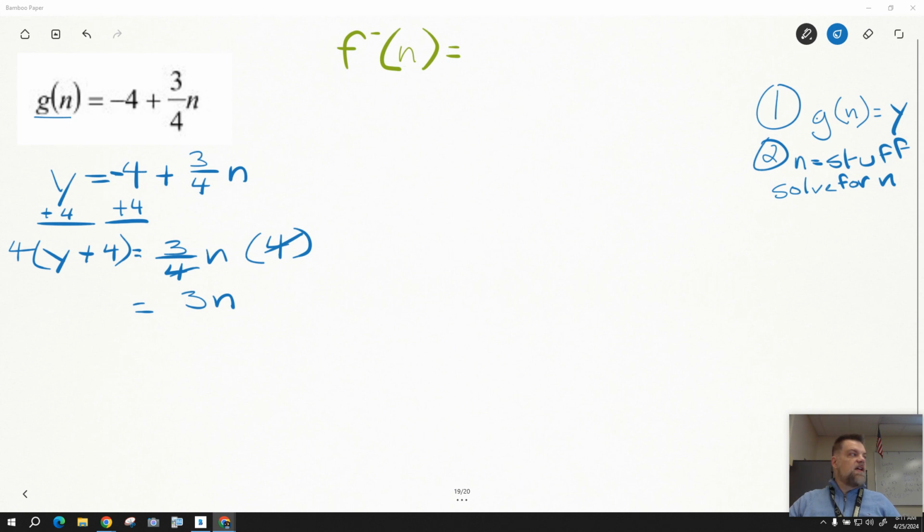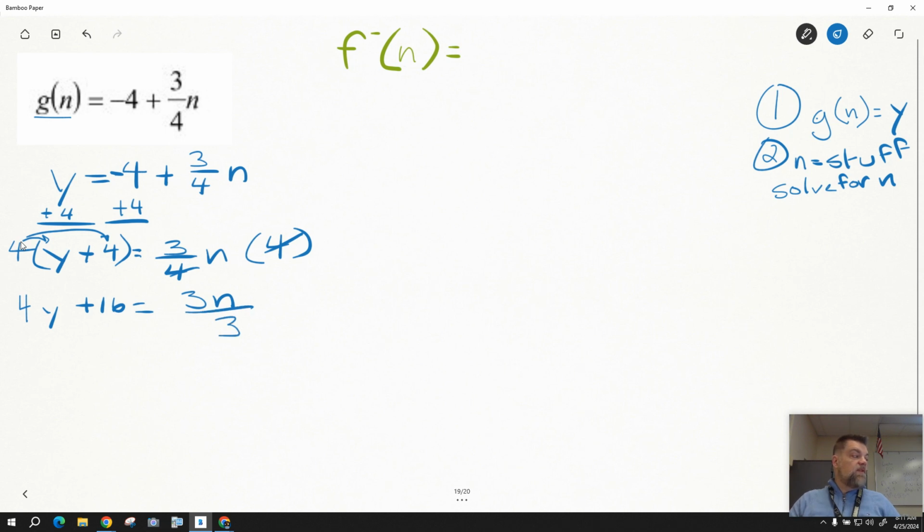On the left side of the equal sign, I just want to double check and make sure that I set this up the same way. Okay. So what I'm going to need to do is distribute the 4 through the parentheses. So 4 times y is just 4y. And then 4 times 4 is a positive 16. Okay.